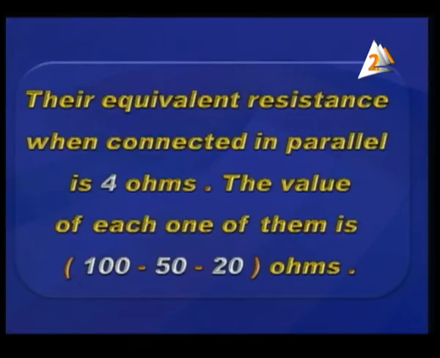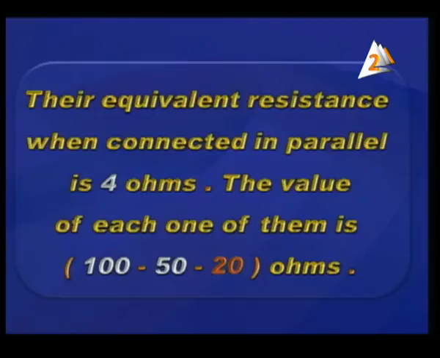Let me say it again. The equivalent resistance of a group of equal resistances when connected in series equals 100 ohm. So 100 equals NR. Their equivalent resistance when connected in parallel is 4 ohms. So R over N equals 4. And by solving these two equations, the value of each one of them will be equal to, yes, 20.